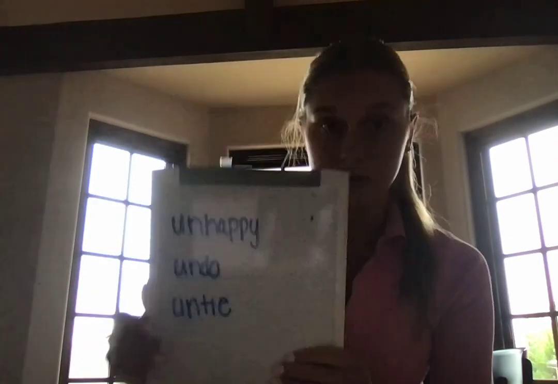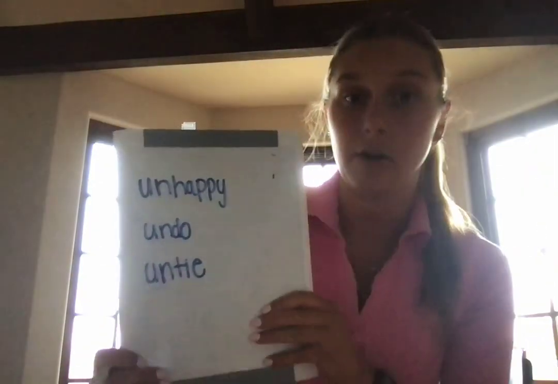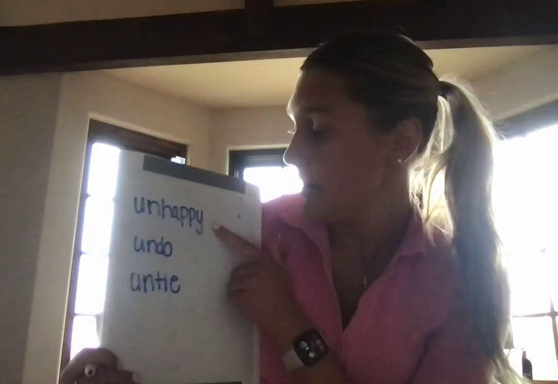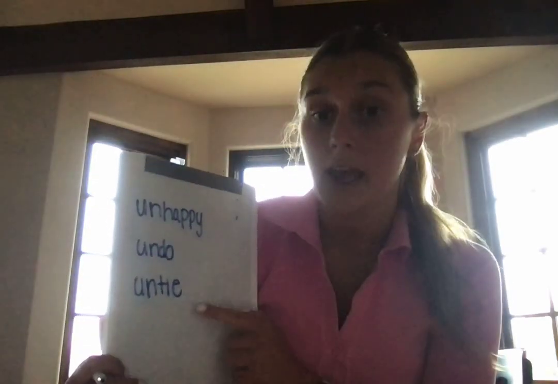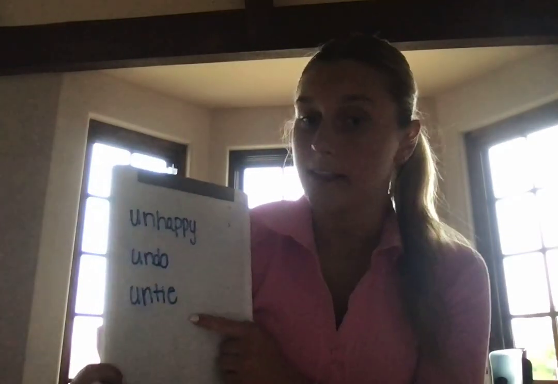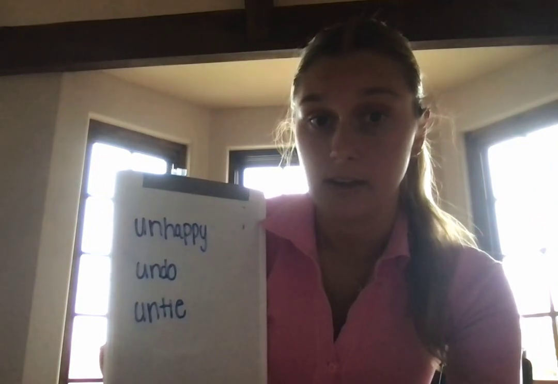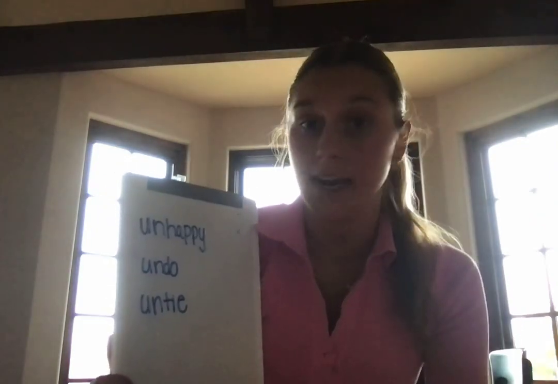Okay, so I wrote these 3 words on the whiteboard. You all can see it, correct? Okay, so the 3 words are unhappy, undo, and untie. What do you guys think that these 3 words have in common with one another? Anybody have any guesses?